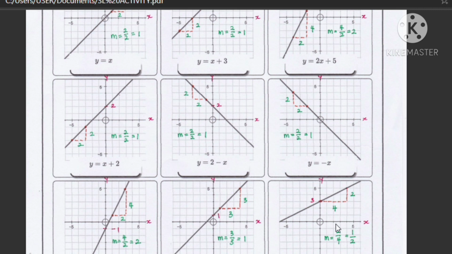And the last graph also shows a positive gradient, where the gradient is 1 over 2. The rise here you get 2, and the run here you get 4 boxes. So you divide it, 2 divided by 4 equals 1 over 2, or half. So the answer is y equal to 1 over 2x plus 3. So 3 is your y-intercept, where the line crosses the y-axis at 3. So that's all for our activity.